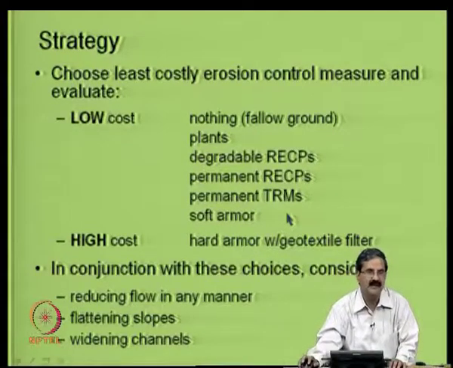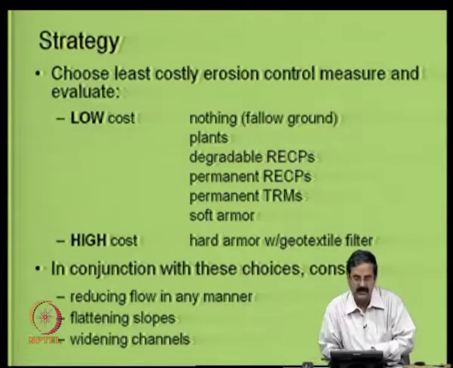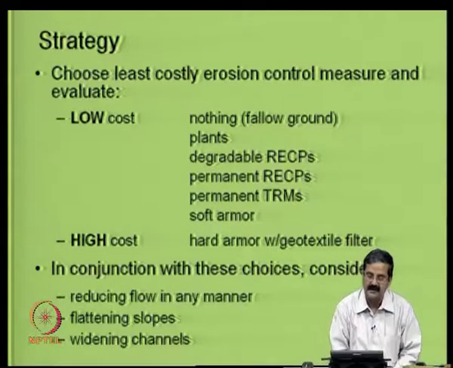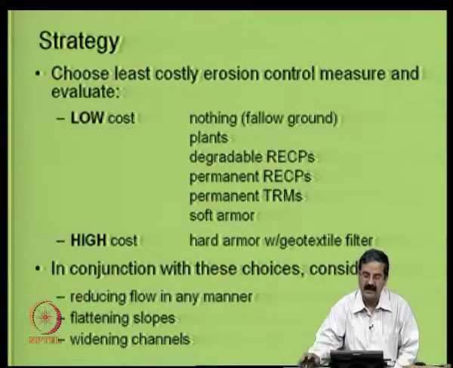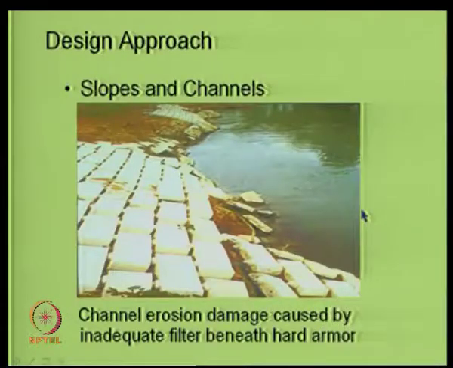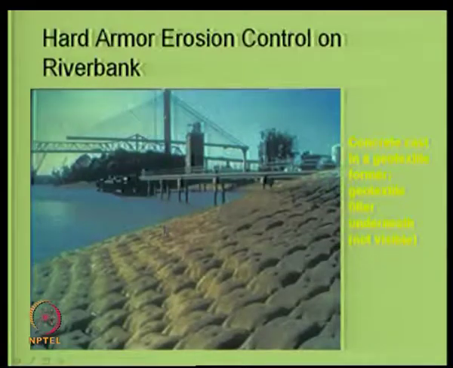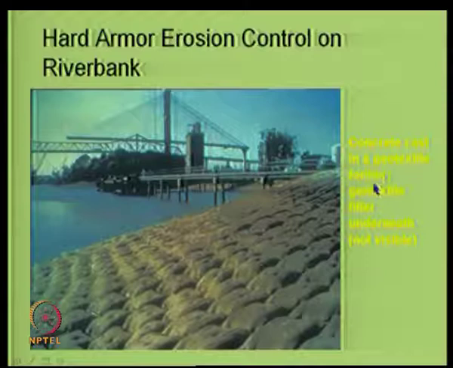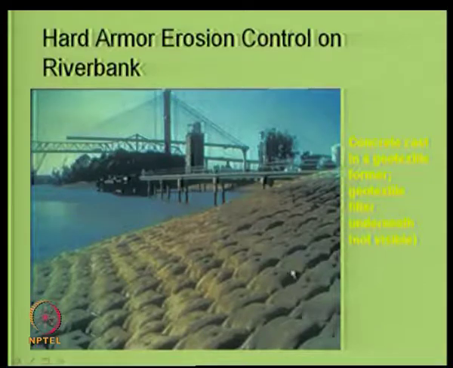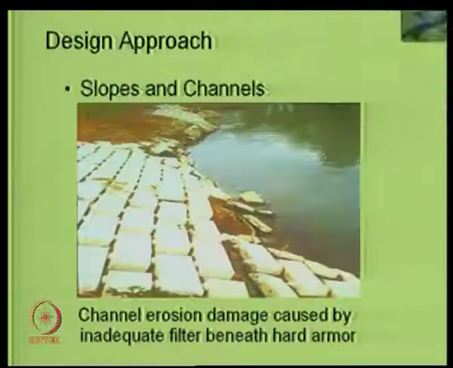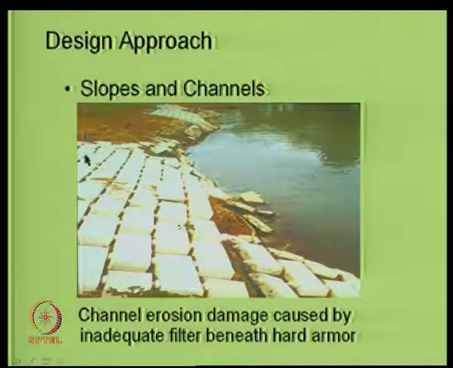Soft armor you can have as bags, jute bags, which are filled with sand and local material. Like I showed you, I think I'll go to the previous diagram where this hard armor control is. Why is it hard? It's called concrete cast in a geotextile former. Concrete material is placed, and then at the bottom you have a geotextile. Similarly, this can be flexible also. It can be soft also. One can have many materials, and this is also another type of armoring. In fact, the problem here was that the conditions are not clear.